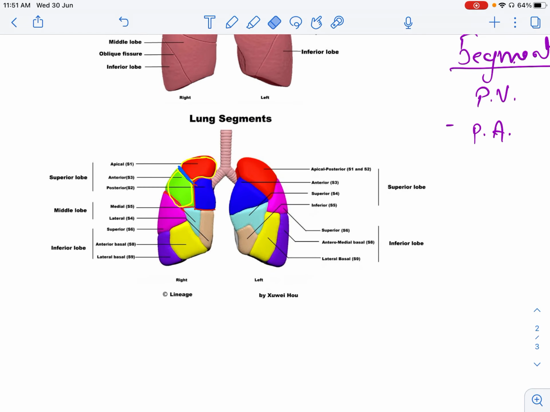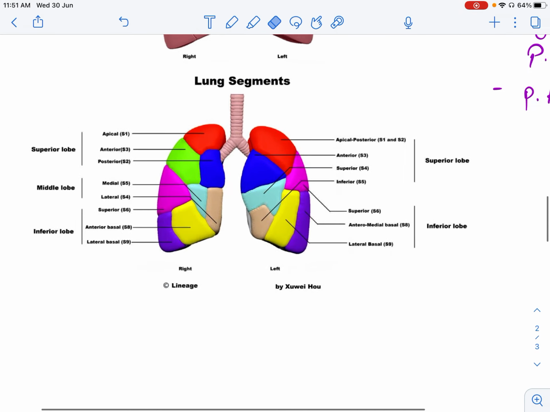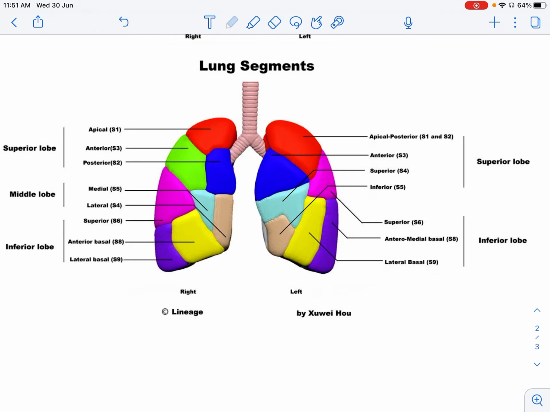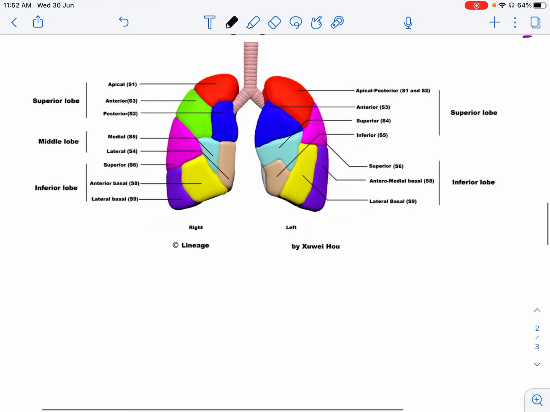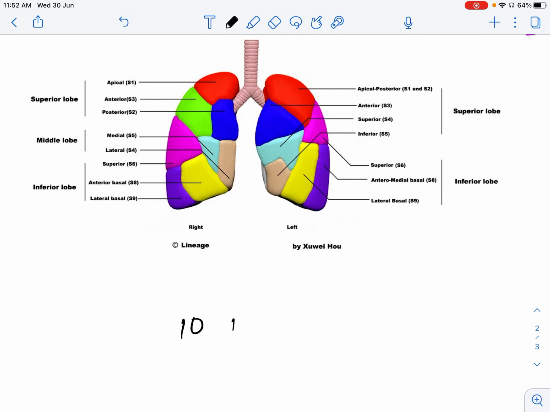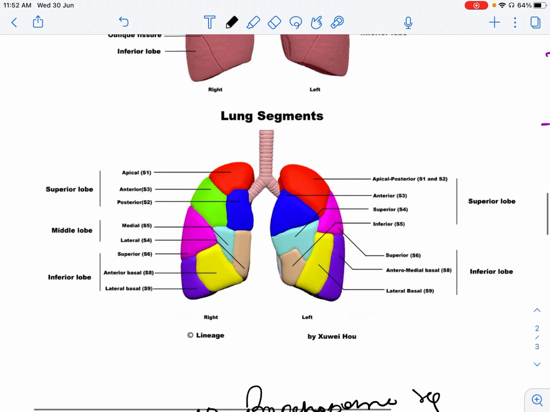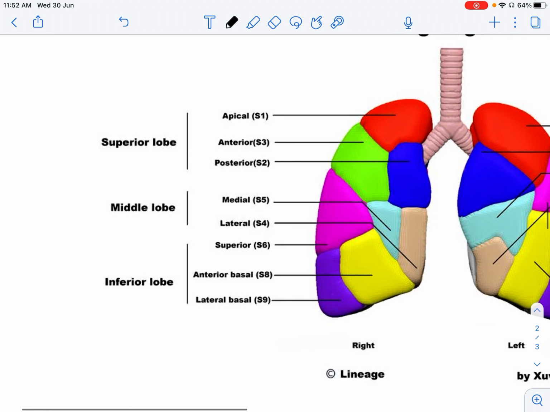What is important as far as the medical part of this bronchopulmonary segment is concerned is that we must know that each lung has about 10 bronchopulmonary segments. Quite simple. Superior lobe, there will be an apical, then there will be anterior and posterior. Middle lobe, there will be a medial, lateral.